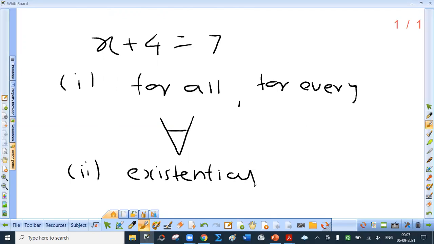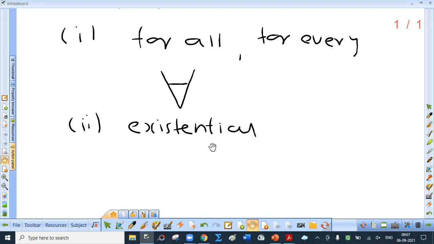Existential quantifier. The quantifier for some, or for one, or there exists at least one, or there exists, is called the existential quantifier and it is denoted by this symbol. This is the mirror image of the English capital letter E. So if words like there exists at least one, or for some, or for one occur in a sentence, then it is called an existential quantifier.